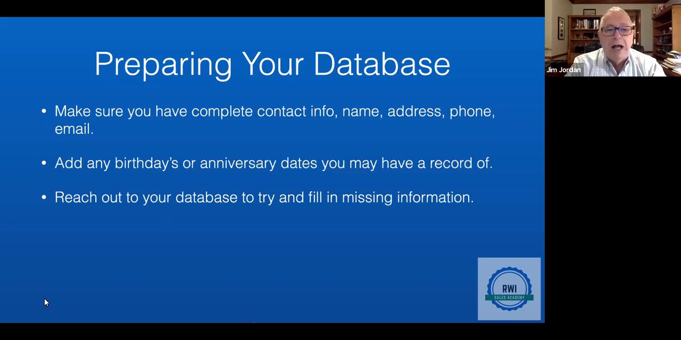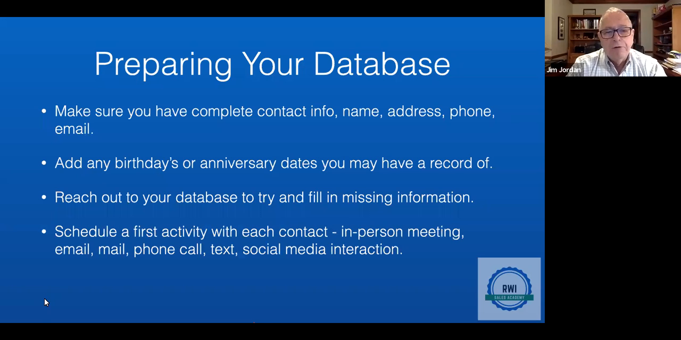And then you want to reach out to your database to try and fill in any missing information that you have. So if you have a phone number and no email, you might try to get their email. Or if you have an email and no phone number, you might try to get their phone number, things of that sort. And for each record or each contact in your database, you want to schedule a first activity with each one of those contacts. Could be an in-person meeting, it might be an email, might be a mail, it might be a phone call, text, social media interaction.